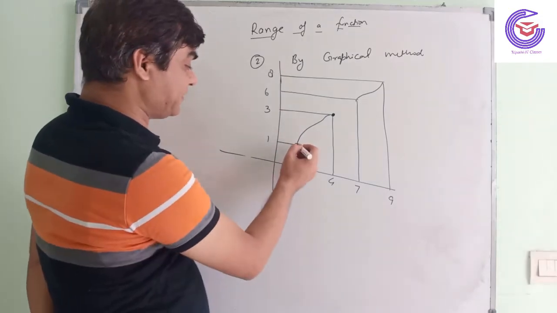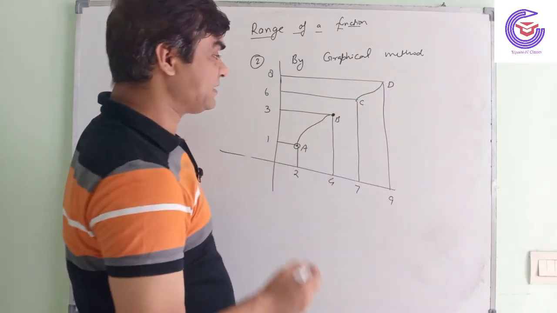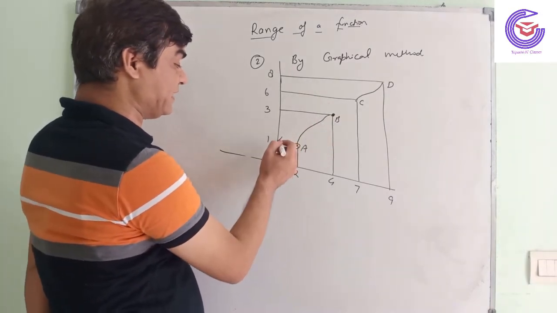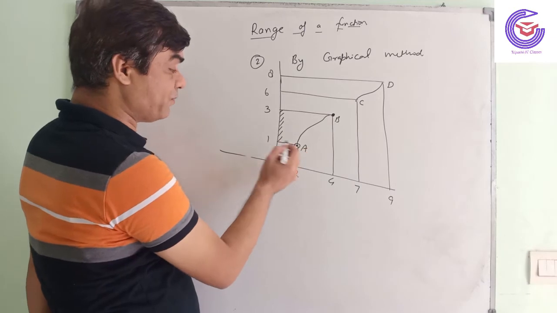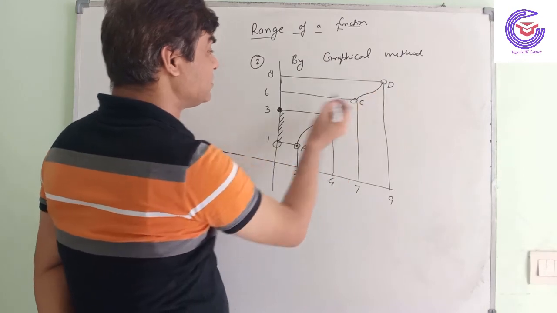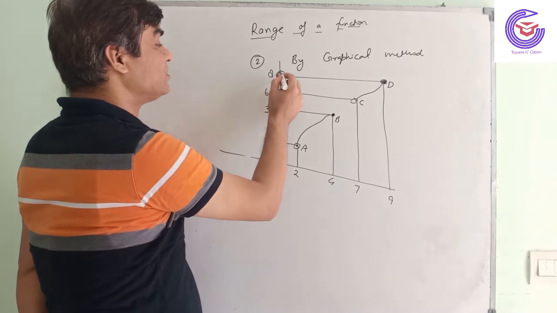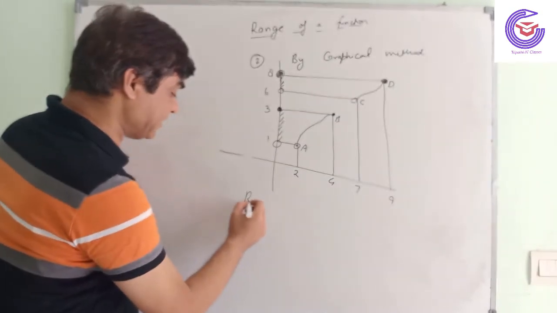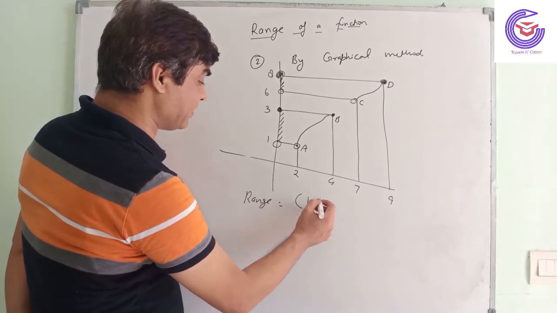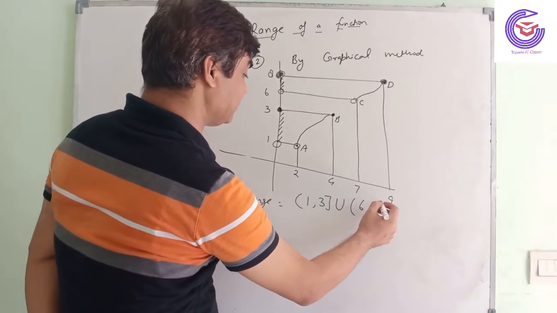So in this case, your graph is starting from this point A to B and again C to D. If I ask you to find the range, the range is the projection of the AB portion on the y-axis. Here it is open, so it will be open. Here it is closed, so it will be closed. Again, open, closed. So your range, by this graph, will be open 1, 3 closed, union, open 6, 8 closed.